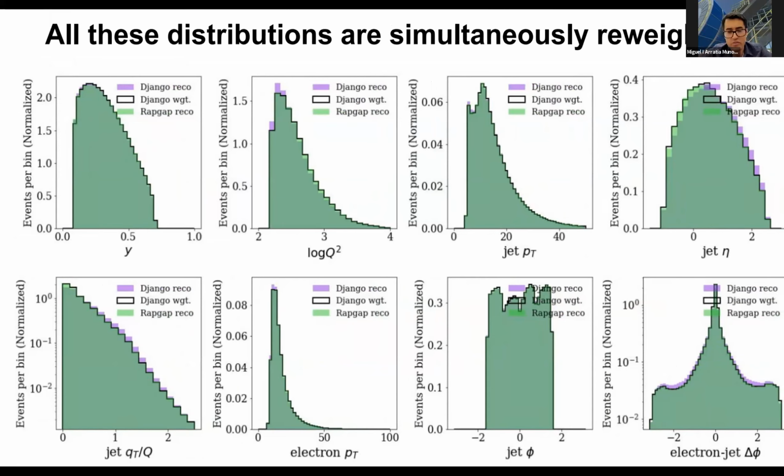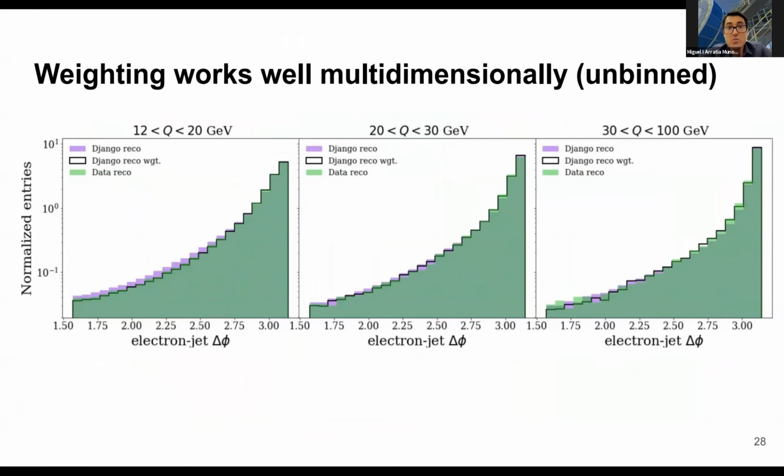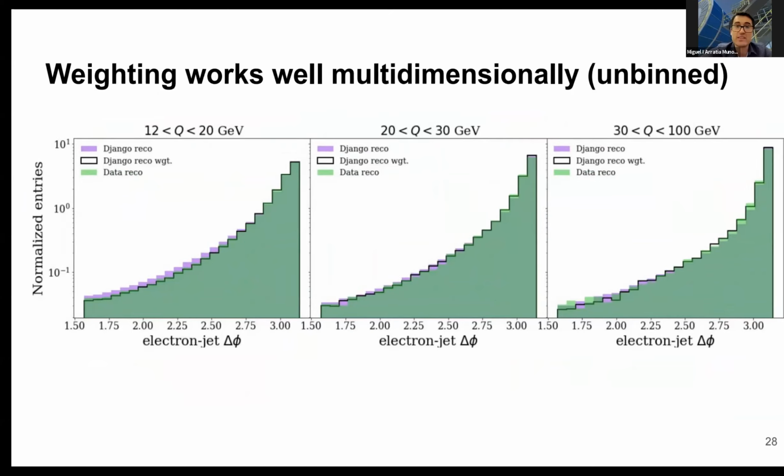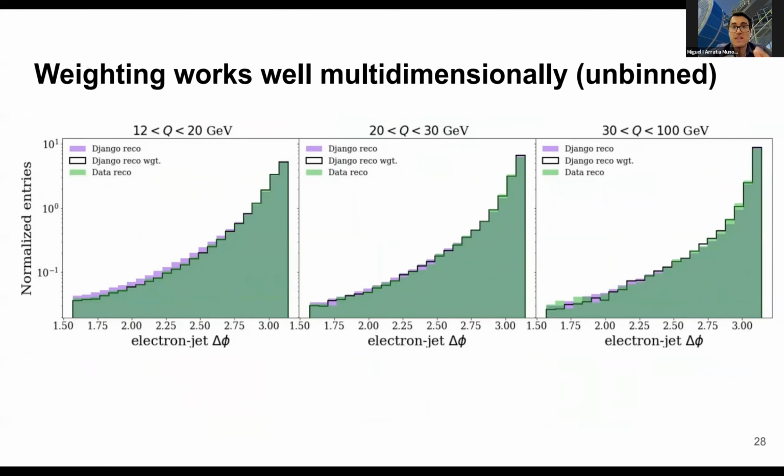Here I'm showing you a few distributions of the kinematic variables of DIS, or the jet kinematic variables. And in general, you can do this and it works beautifully well. It even works not just in the one-dimensional plots that I showed you before, but also if you change one variable and then look at the other. For example, each panel here shows a different Q-squared range, and the variable itself is the azimuthal difference between the electron and the jet.